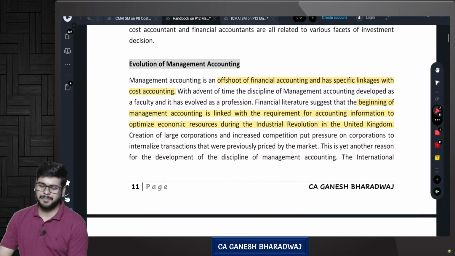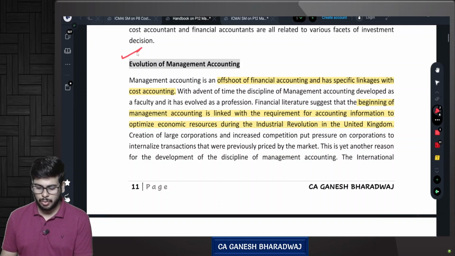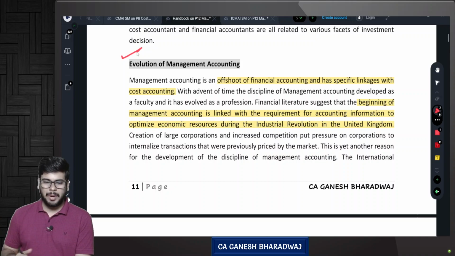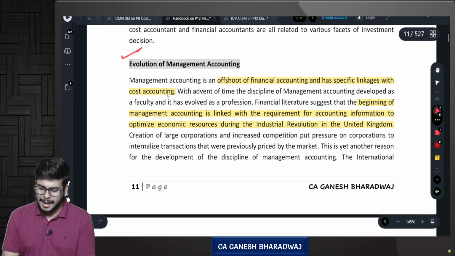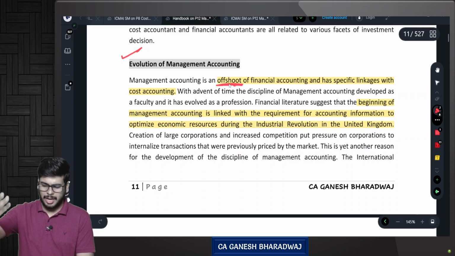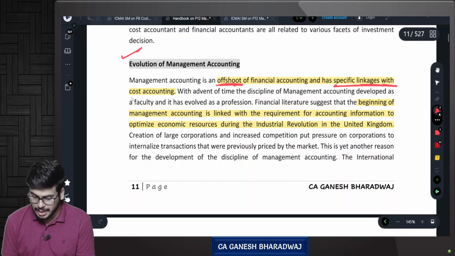Now this part, evolution of management accounting, is basically the history of how management accounting started. They have tested this part a few times in your MCQs, multiple choice questions, true or false, as well as in fill in the blanks. Some aspects have been involved here. Let us quickly look at this. Management accounting is an offshoot, meaning a product. It has come only from financial accounting, and it has specific linkages with cost accounting.